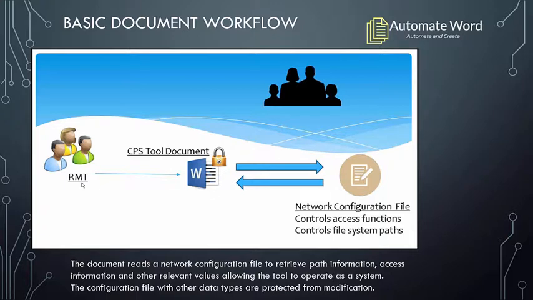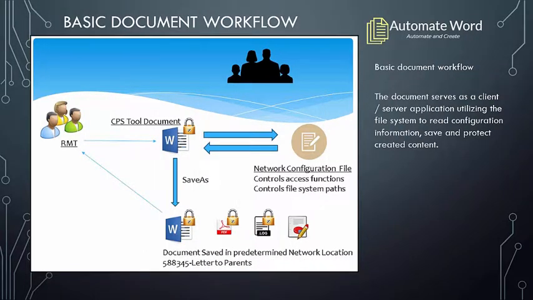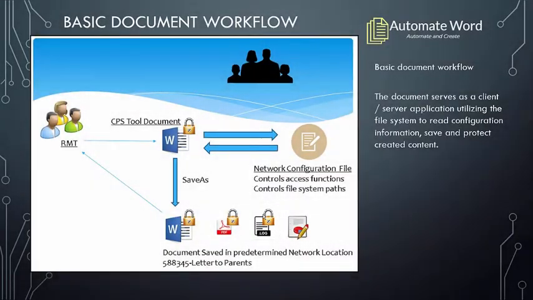In this slide, we see that the RMTs are the starting point for the document creation process. The document is launched from their desktop, which reaches out to a network configuration file to pull in specific values so the document can function. Once the document has been saved appropriately to a network location, this is when the document can actually start being generated and then modified, and the act of creating the document also generates a log file that accounts for every action that the user does inside of the document.